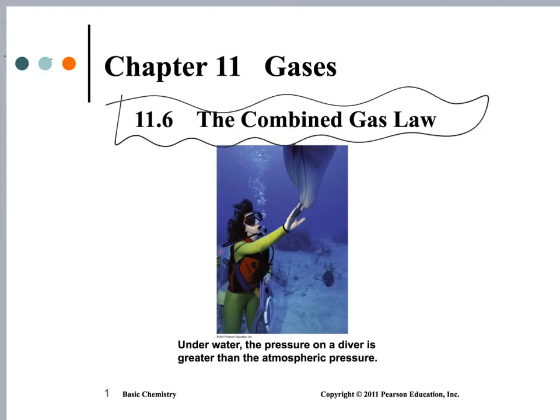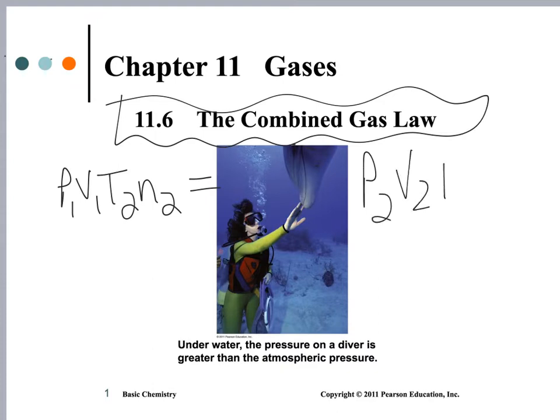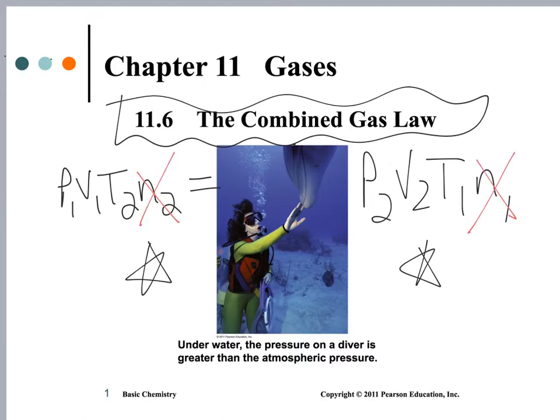The good news is we're talking about the combined gas law right now, which we've already been talking about a lot. So we have P1, V1, T2, N2 equals P2, V2, T1, N1. Pretty cool. For this chapter in particular, though, they're not going to even be dealing with the N's. So just get rid of the N's, and we're going to move on to the next part.